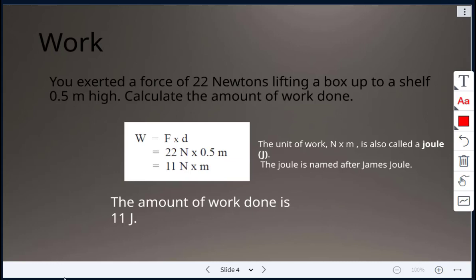All right, so here we have an example. You exerted a force of 22 newtons lifting a box up to a shelf 0.5 meters high. Calculate the amount of work done. Our formula for work is force times distance. Our force was 22 newtons and our distance is 0.5 meters. We multiply those two, which gives us 11 newtons times meters, and that is also called a joule. That unit of work, newtons times meters, is called a joule, named after James Joule. So the amount of work done is 11 joules.